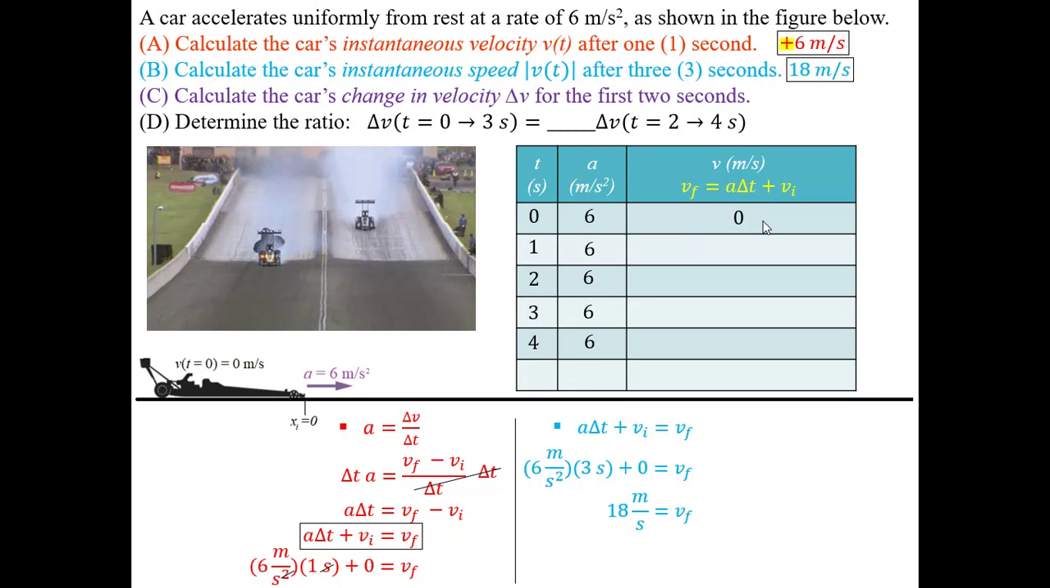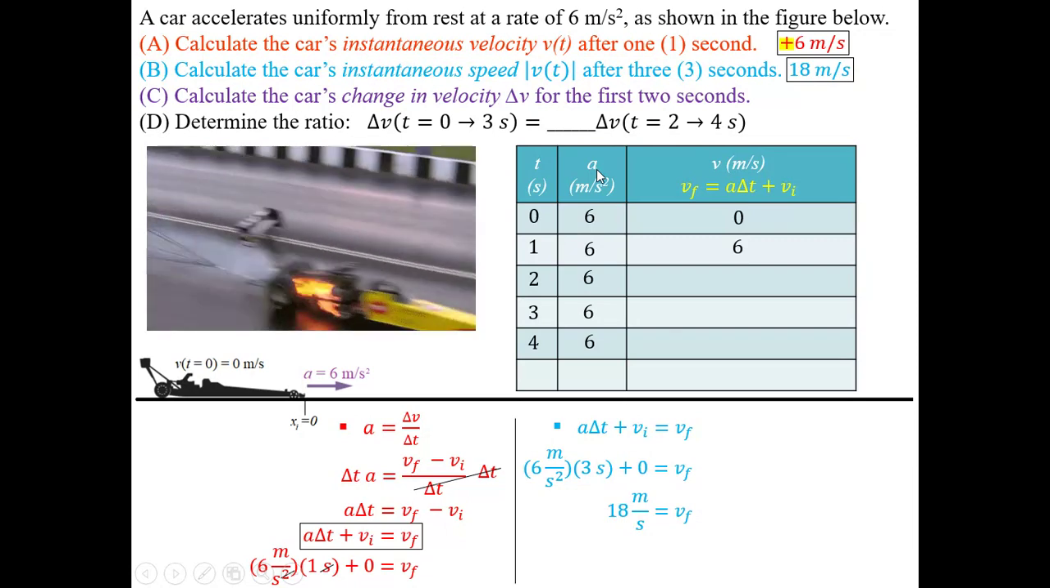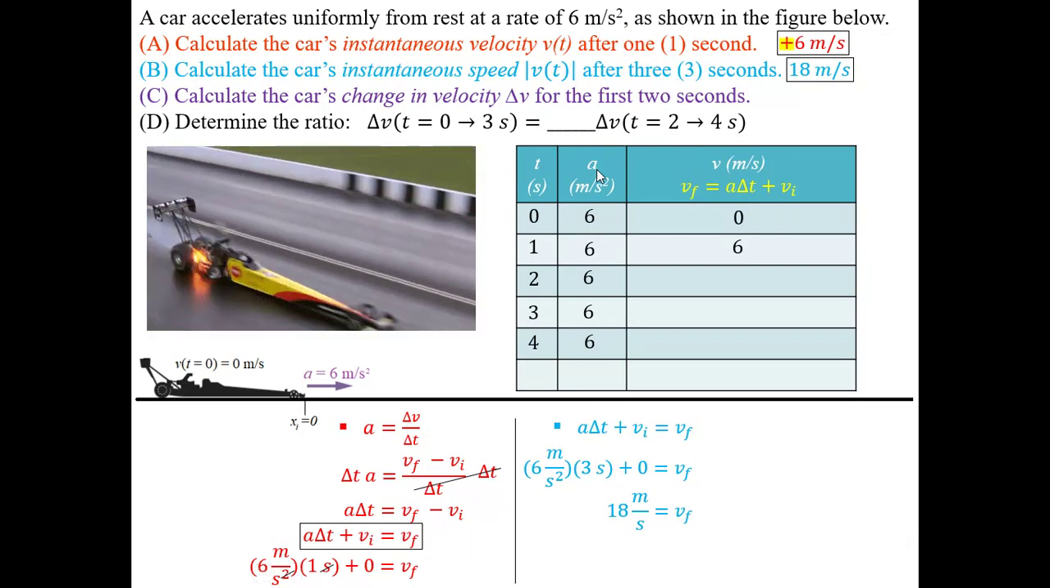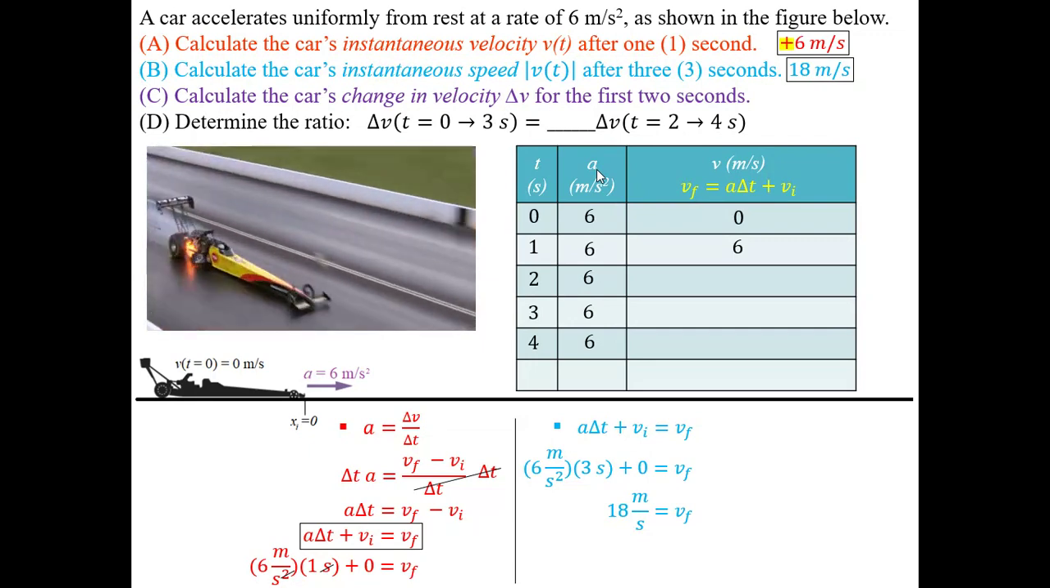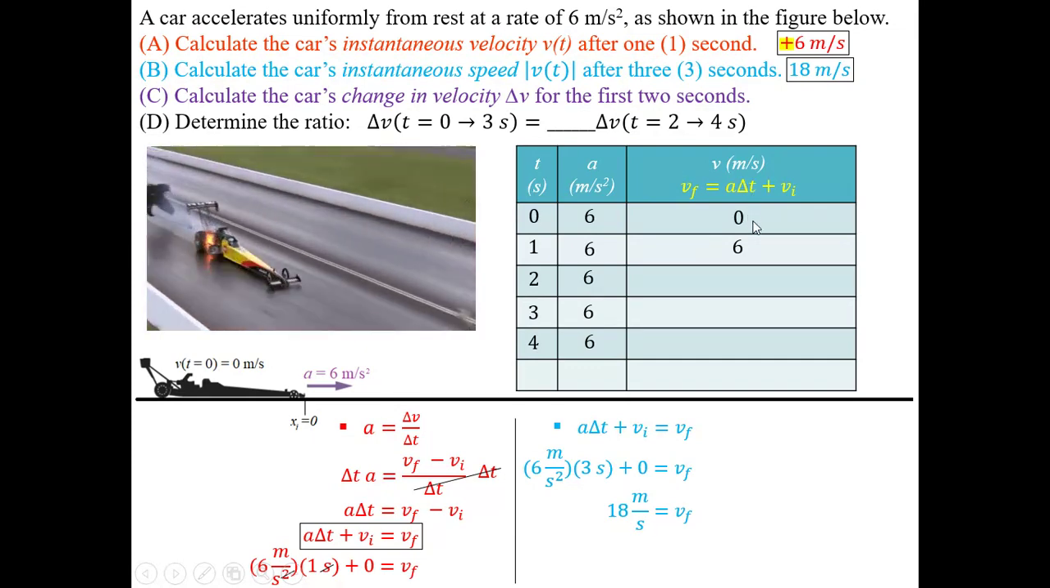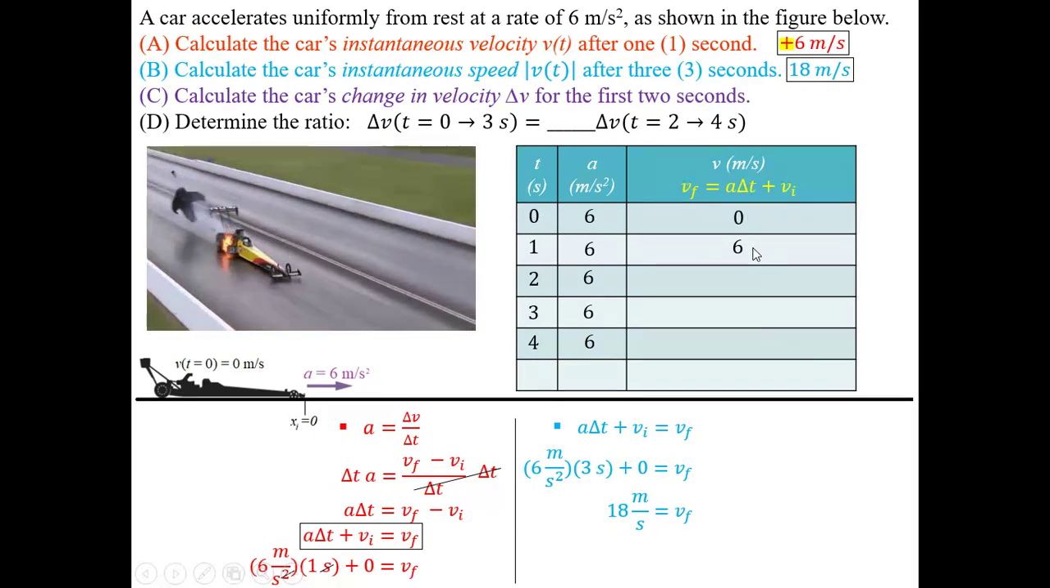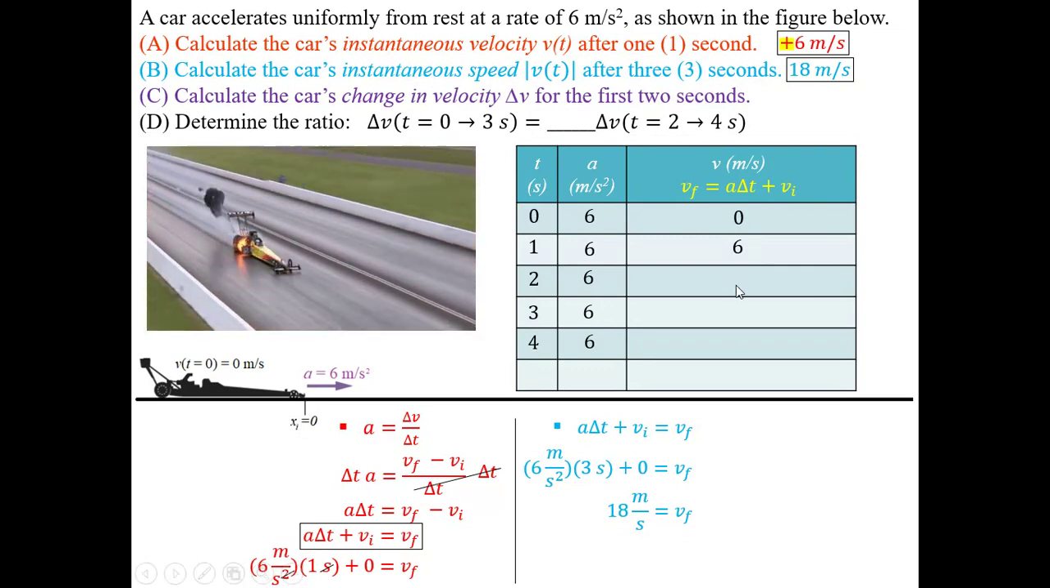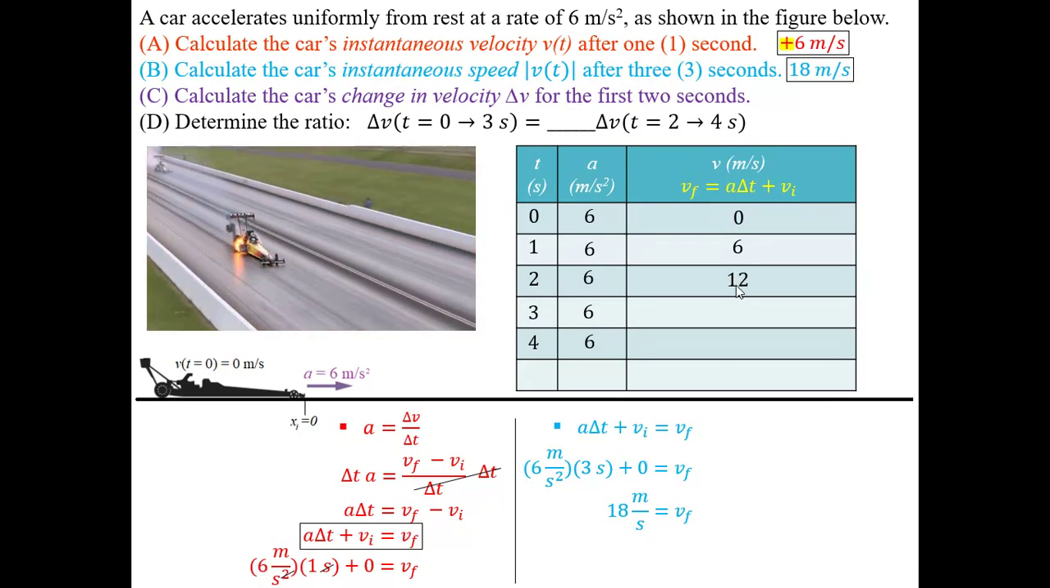And then 1 second later, how fast is it moving? 6. How do I know that? The acceleration tells you that for every second, your velocity changes by 6. Acceleration is known as the rate of change in velocity. How fast is your velocity changing for every second that goes by? So my initial velocity is 0 at time 0. At 1 second, it's moving at 6. At 2 seconds, it's 12, because you just keep adding 6. 12 plus 6 is 18, 18 plus 6 is 24. That's how you can find your velocity at these nice time intervals super fast.